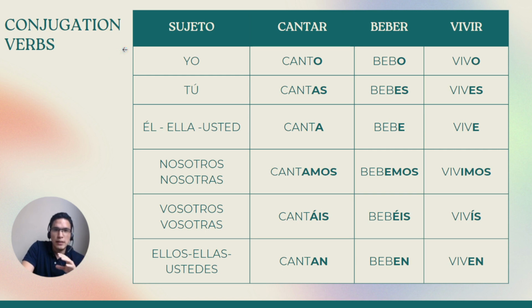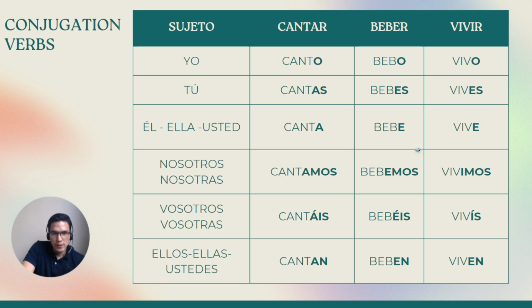For example, let's see the ER ending verbs. For example, beber. Beber is to drink. Yo bebo. I drink. Tú bebes. You drink. Él bebe. He drinks. Ella bebe. She drinks. Nosotros, nosotras bebemos. We drink. Vosotros, vosotras bebéis. You all drink. Ellos, ellas beben. They drink. Ustedes beben. You all drink.